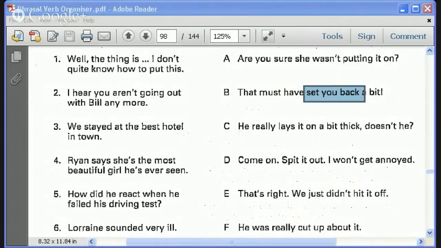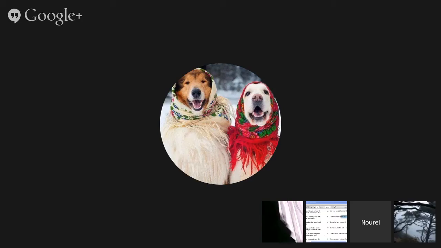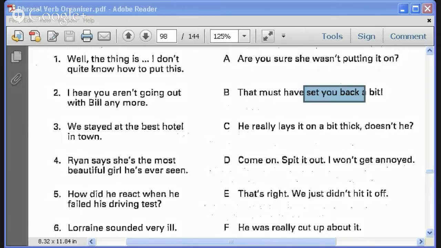Actually, yes, it can mean that. You are right. It can mean, oh, that set us back an hour. Yes, it absolutely can mean that. But in this case, it means it cost you a lot of money. So I bought a new Lamborghini. It set me back $100,000. All right, it cost me an arm and a leg. That's exactly right.